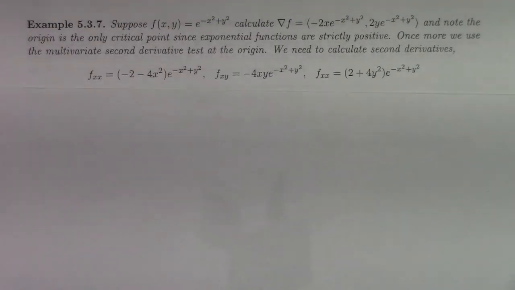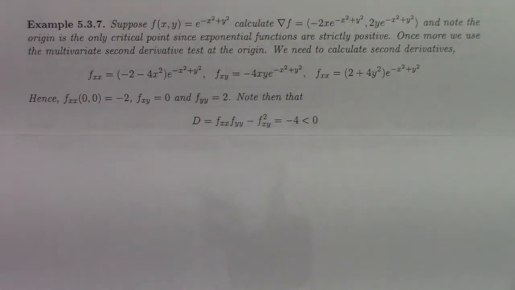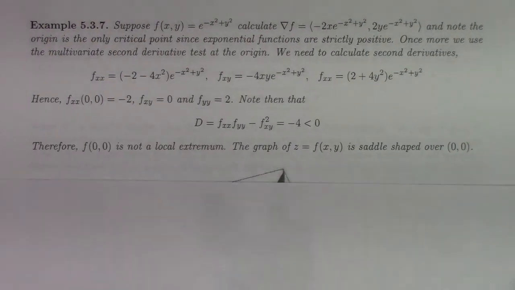And so you can calculate second derivatives like so, and plug in 0, you get minus 2, 0, and 2, and that means that the Hessian, or the big D, is negative, which means it's a saddle. Now, that's one way you could do this problem. There is another much easier way, right? Hopefully I do that next.